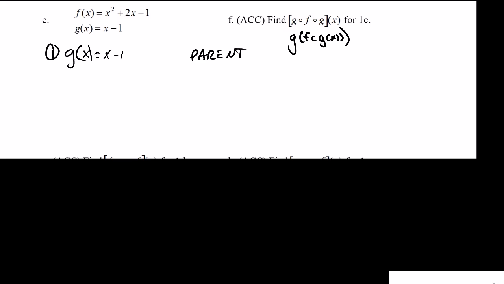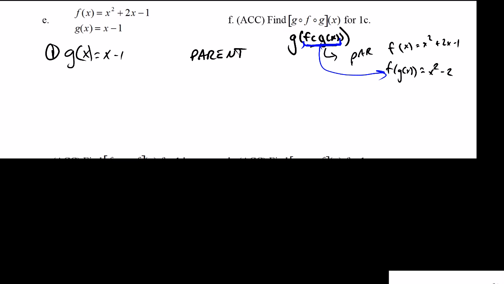And then we just have to replace it with the innards. But the innards are 2 parts, so we have to break this up. So what is our parent? For our innards, our parent is going to be f of x, which is x squared plus 2x minus 1. And our innards are going to be f of g of x. Well, we just found f of g of x. F of g of x is going to be x squared minus 2.